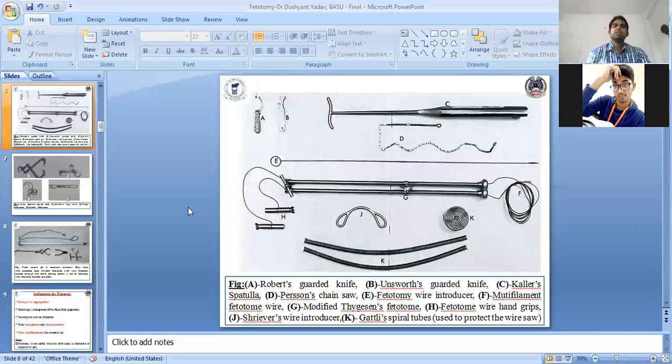The first one is the Roberts guarded knife, then the Hansworth guarded knife, then the Keller semi-sharp spatula. These are used in subcutaneous fetotomy. Okay, and then the wire threader and fetotomy wire introducer.